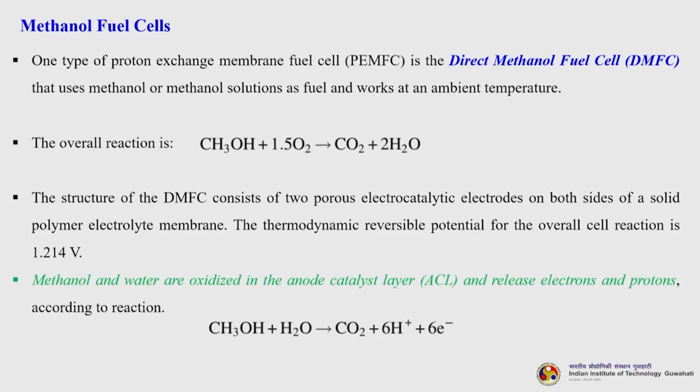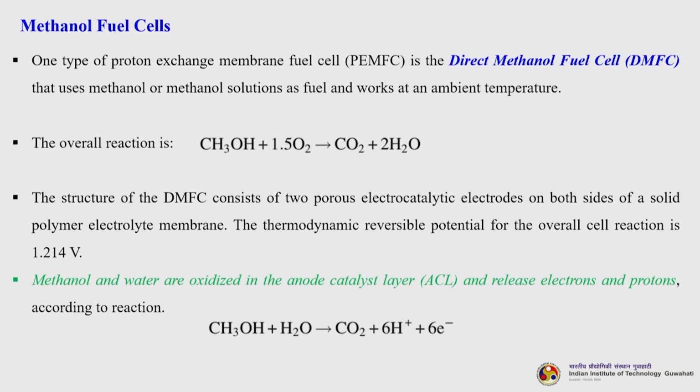So, one type of proton exchange membrane fuel cell is the DMFC, which is the direct methanol fuel cell. Now, that uses methanol or methanol solutions as a fuel and works at an ambient temperature. Now, this is the reaction: methanol plus 1.5 oxygen gives us carbon dioxide plus 2 water. The structure of the DMFC consists of 2 porous electrolytic electrodes on both sides of a solid polymer electrolyte membrane. The thermodynamic reversible potential for the overall cell reaction is 1.214 volt.